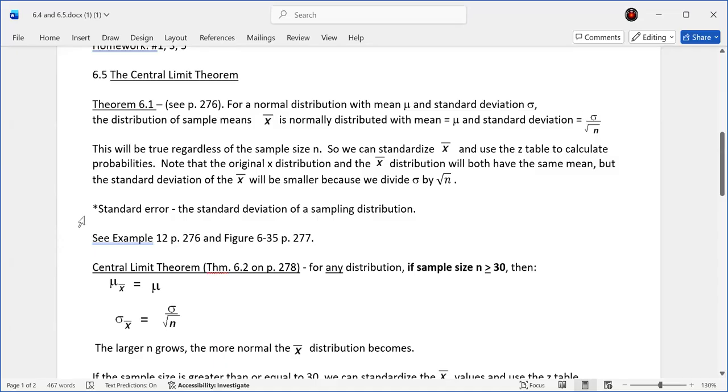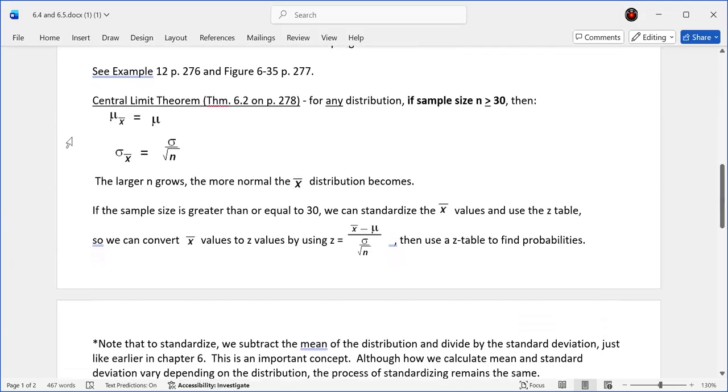Up to this point, we've called this the standard deviation that we've been working with in this course. Here they use the term standard error. So you might see some problems pop up or some examples where they use standard error as opposed to standard deviation, but they're both the same. Take a look at example 12 on page 276 and look at the figures on figure 6-35 on 277. All right, that's theorem 6.1, right? You have a normal distribution.